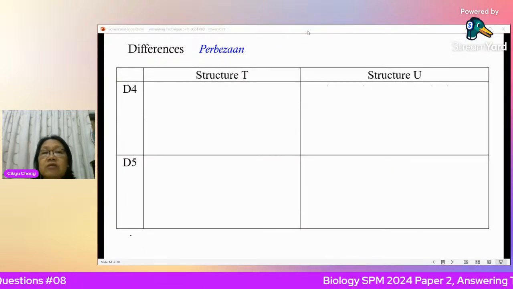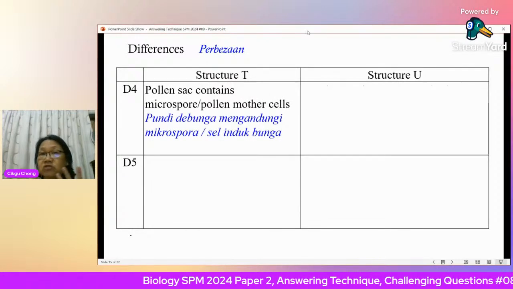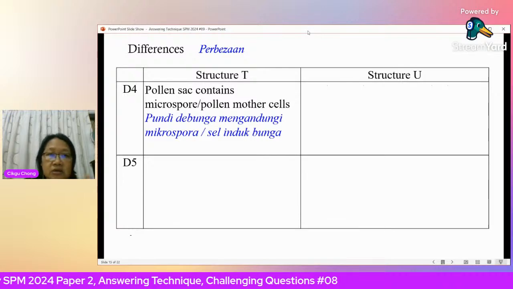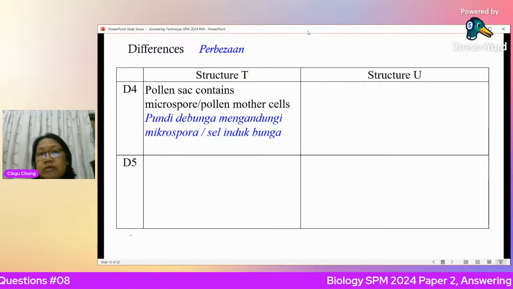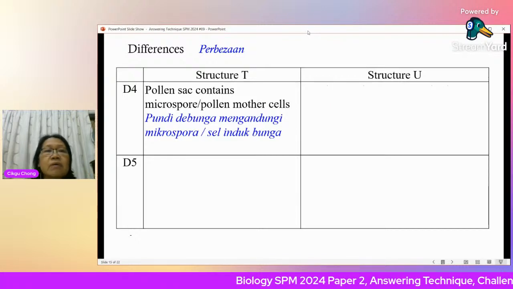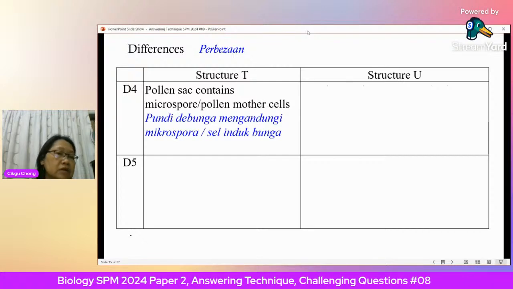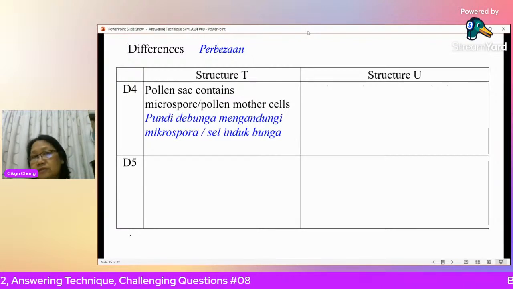Next, point number 4. What else can you talk about? Oh, about structure. Don't talk about process. Meiosis occurring and producing, that one is for the next part, where you need to talk about the process. So now you just talk about the structure. Pollen sac contains what? What is in the pollen sac? Pollen sac contains microspore or pollen mother cells.